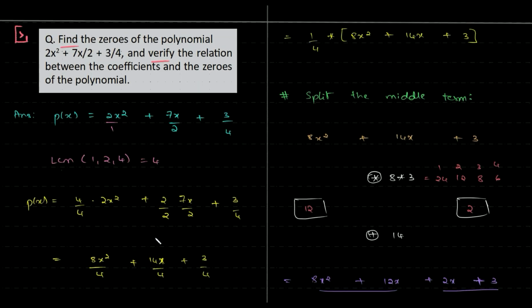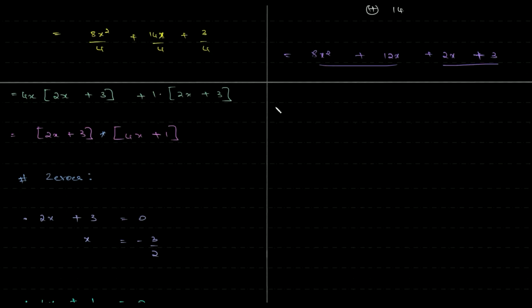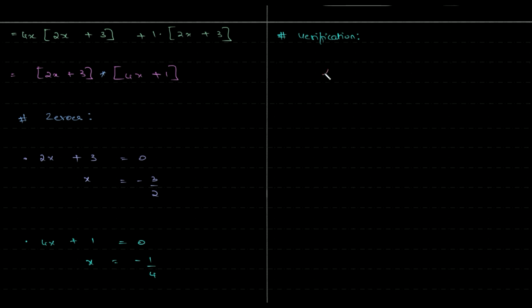Now we are looking at the relationship between the coefficients and the zeros. So we have to verify. Now the verification. So how do you do the verification? Write the formula first. So we have alpha plus beta is minus b by a. So we have alpha is minus 3 by 2. So one of this is your alpha, and one of that is your beta. Minus 1 by 4 is equal to minus b is what, guys?